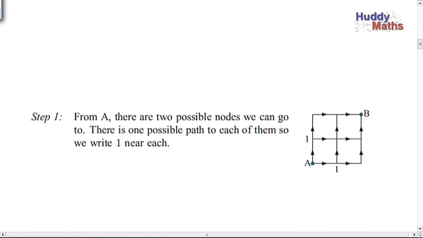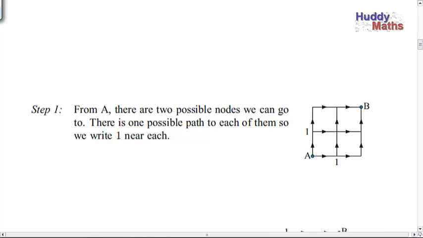Let's have a look at the steps. So here's some steps from Hayes and Harris Publications. Step 1. So we're starting at our beginning point, and there are two possible nodes we can go to.